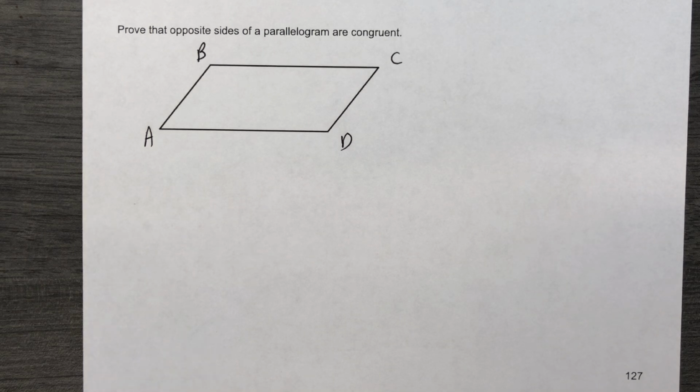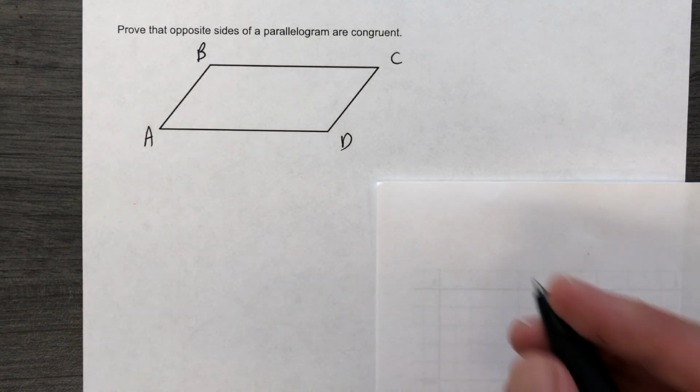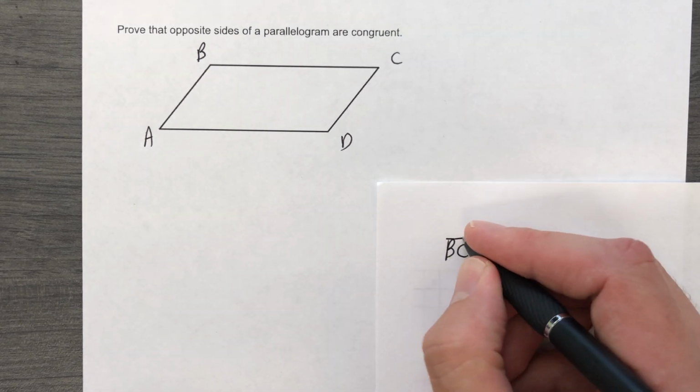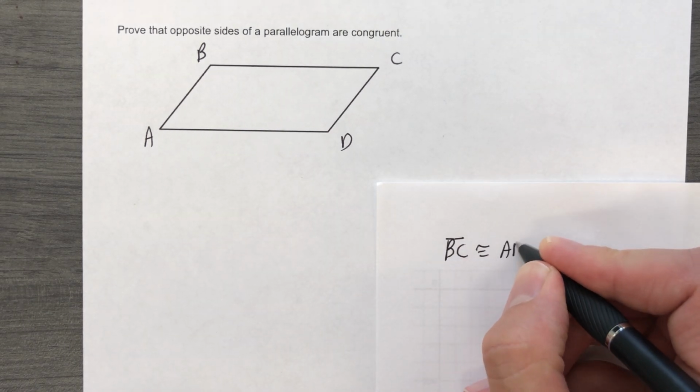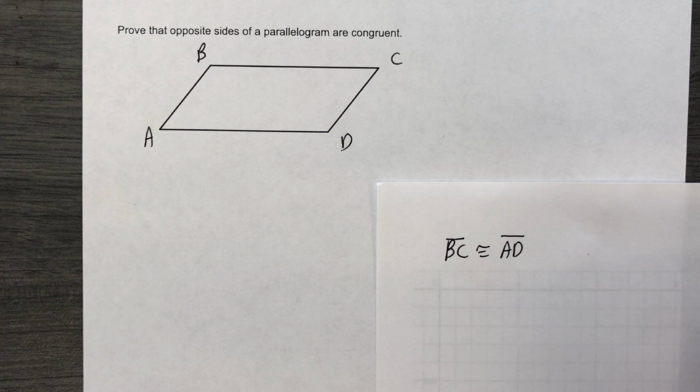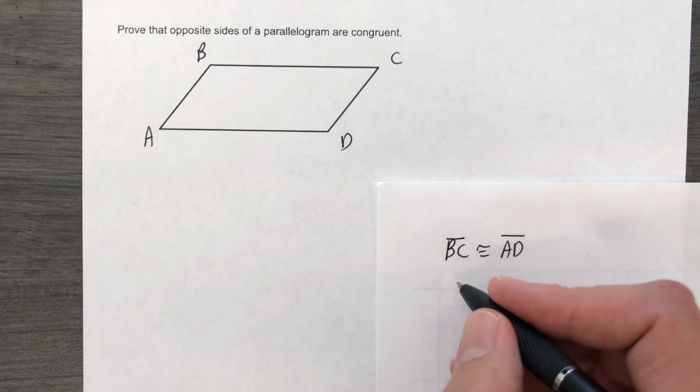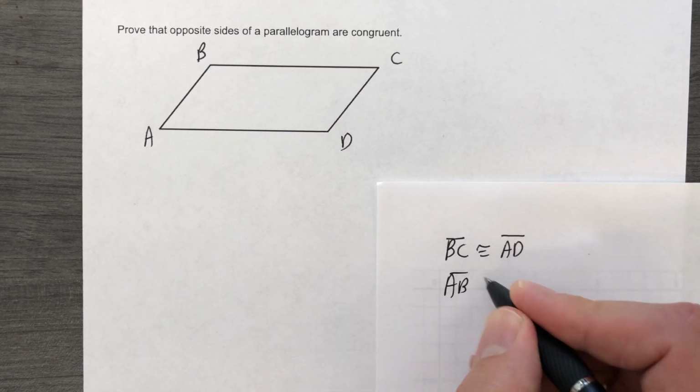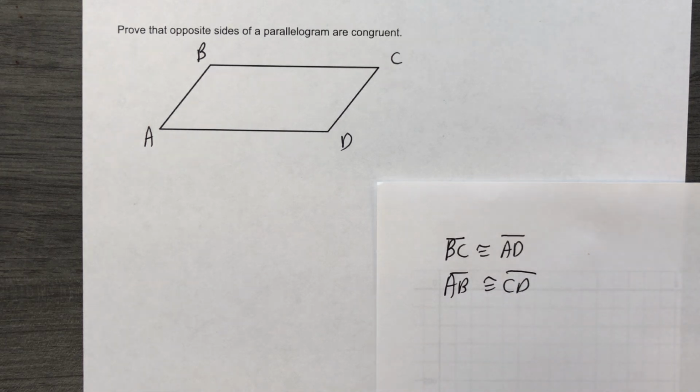I'm going to go a little crazy on you here. And eventually, at the end, you're going to get to a point where you're going to say that BC is congruent to AD, because opposite sides are going to be congruent by the time we're done with this. And you're also going to say that AB is congruent to CD. And in order to get there, we're going to have to put some other things in.